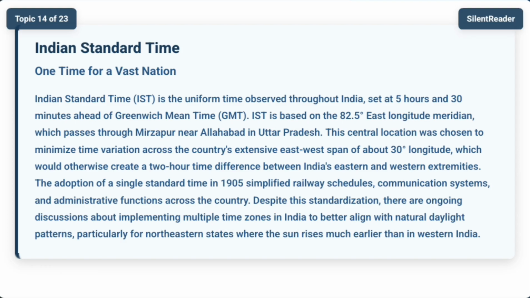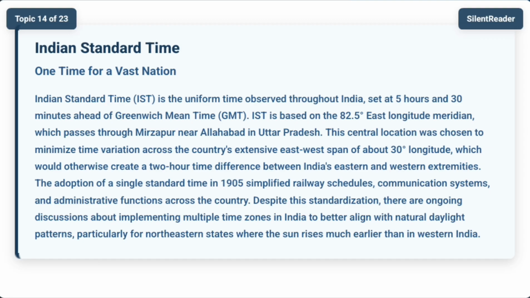Indian Standard Time. Indian Standard Time (IST) is the uniform time observed throughout India, set at 5 hours and 30 minutes ahead of Greenwich Mean Time (GMT). IST is based on the 82.5 degrees east longitude meridian, which passes through Mirzapur near Allahabad in Uttar Pradesh. This central location was chosen to minimize time variation across the country's extensive east-west span of about 30 degrees longitude, which would otherwise create a 2-hour time difference between India's eastern and western extremities.